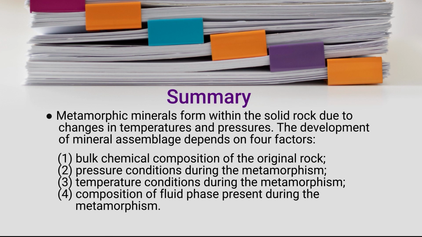Now, metamorphic rocks form within the solid rock due to changes in temperature and pressure, and the development of mineral assemblages in the metamorphic rock depends on 4 factors. What is the bulk composition of the original rock? What are the pressure conditions during the metamorphism? What are the temperature conditions during metamorphism? And what is the composition of the fluid phase during metamorphism?